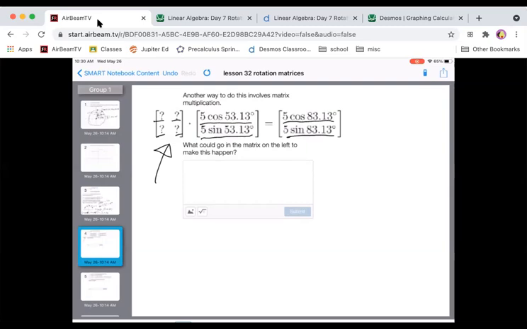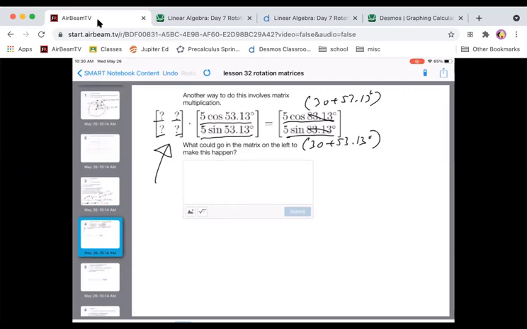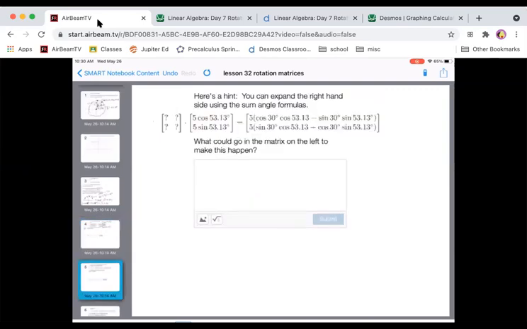Not obvious at all. But when you realize that the 83.13 was 30 plus 53.13, and so was the other, then you can take that right-hand side, and this is a way, this isn't going to be our process, this is a way of deriving the formula. We expand using the cosine A plus B formula and the sine A plus B formula. And suddenly we can see a lot more easily what has to happen.